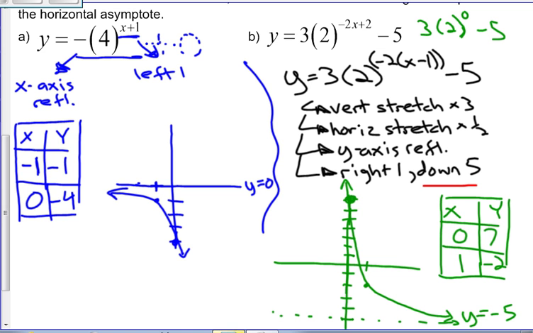Now you might have said, well, this was supposed to be growth because this is a 2. It's a number bigger than 1. But notice that it also got a y-axis reflection. So that flipped it around. Okay. So we can graph these without describing. We can just go to the table of values, but you do need to be aware of the asymptote.